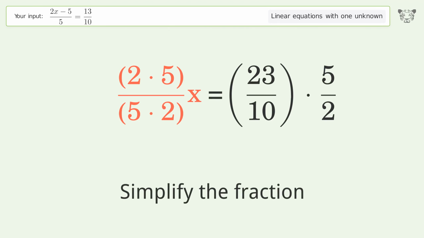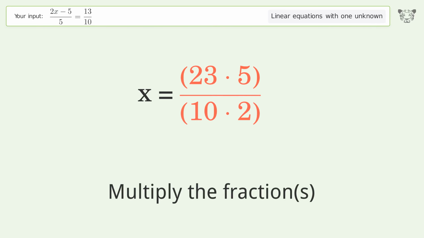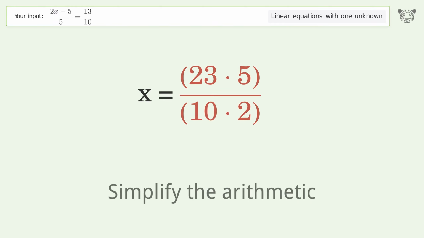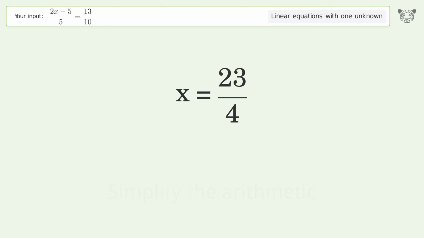Simplify the fraction. Multiply the fractions. Simplify the arithmetic. And so the final result is x equals 23/4.